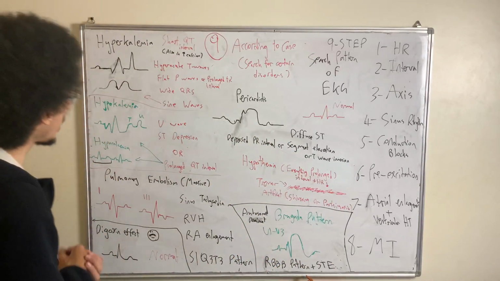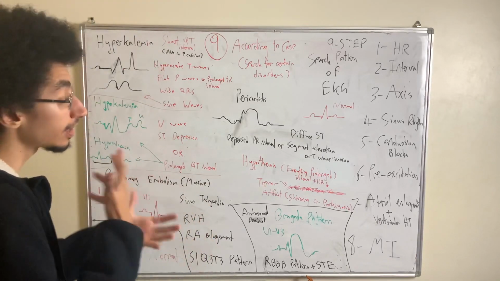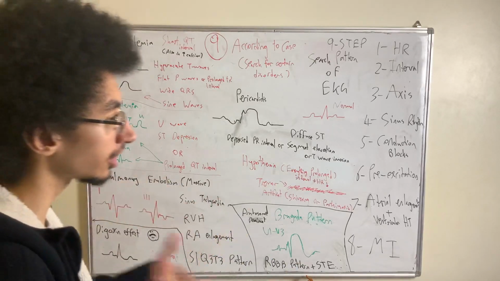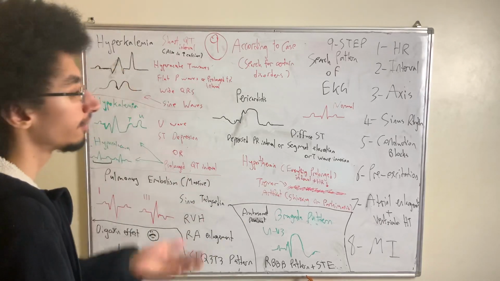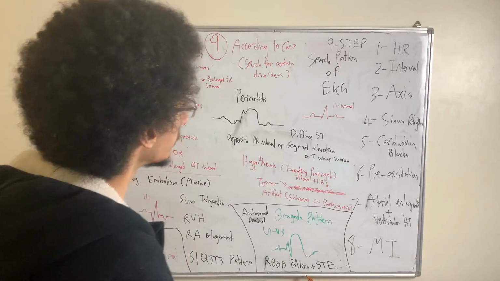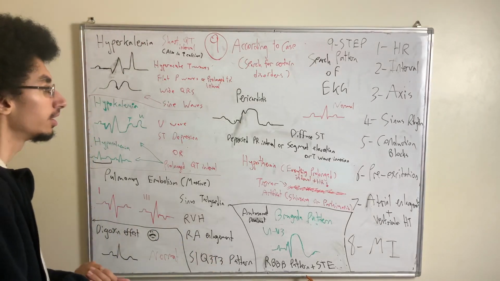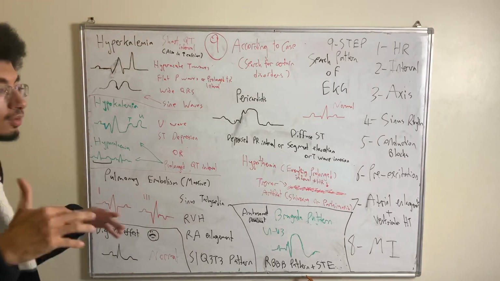So let's start with hyperkalemia, electrolyte disturbances. Disturbances in the electrolytes, like calcium and potassium, can affect the conduction system of the heart, and specifically the repolarization of the ventricles, all right? Specifically the T wave and the QT and so forth, right? So let's start with hyperkalemia. When you have elevated potassium levels, it can give you the following changes.